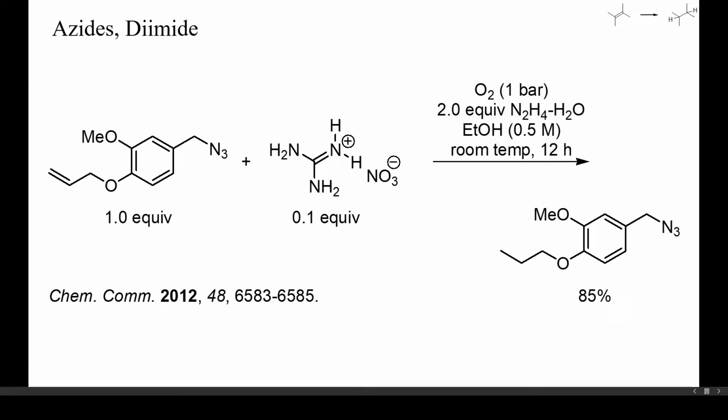Even alkenes containing azido groups can be hydrogenated selectively with diimide. Here, this feat was accomplished with diimide formed by oxidation of only 2 equivalents of hydrazine with oxygen.